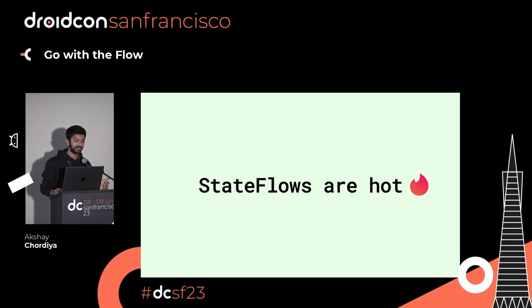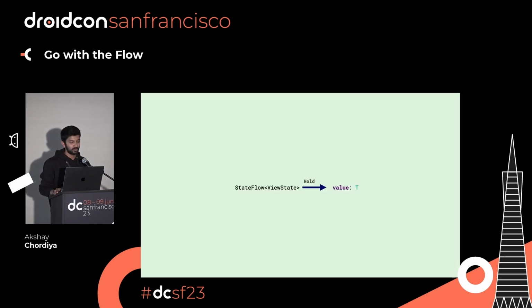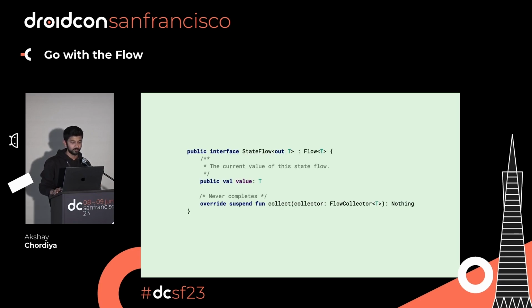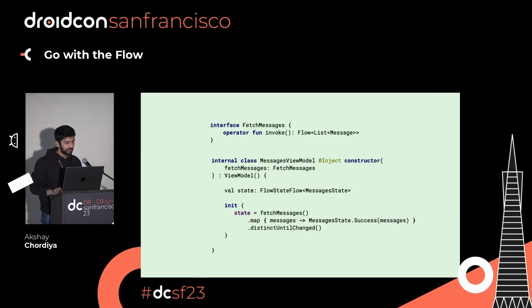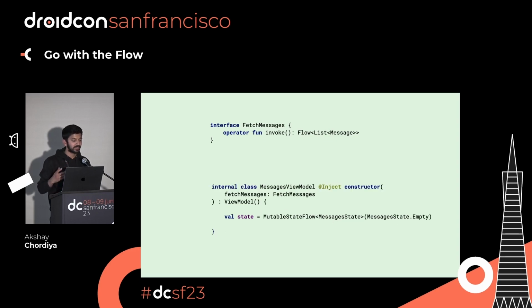Unlike classic flows, they are hot in nature, and they can hold the current value. So let's dig in a little bit more and understand what it's doing. This is the interface of StateFlow, a minified version of it. Internally, state flows implement Flow because they are a type of flow, and they hold a current value of the state, and they never complete. That's why you see nothing for the collect function. So how is that useful, right? For the previous bottom sheet example, the state flow would immediately emit the latest or the current value as soon as it is subscribed, making them hot. And they also make sure to emit only distinct items, meaning you don't need to remember to call distinctUntilChanged to prevent setting the same state again and again.